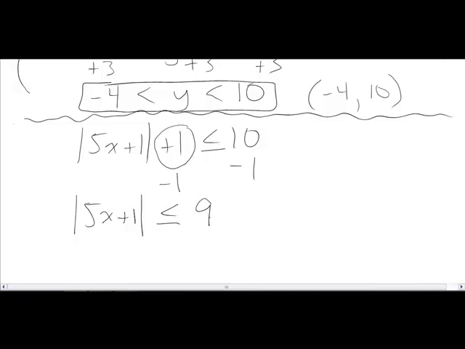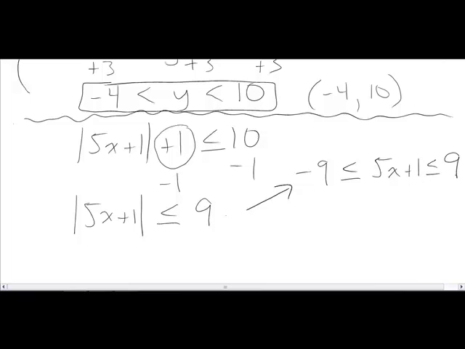And now I am ready to set up my compound inequality now that I've got the absolute value all by itself. So I'm going to come over here to the side and do that. So that gives me negative 9 is less than or equal to 5x plus 1 is less than or equal to 9.